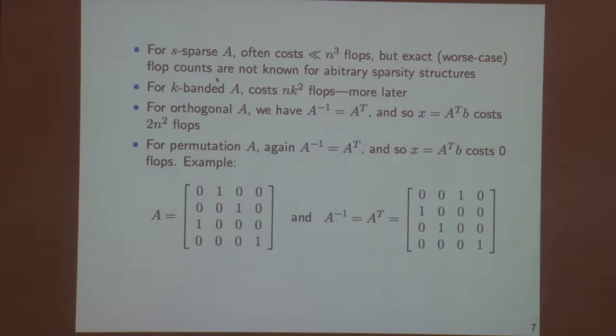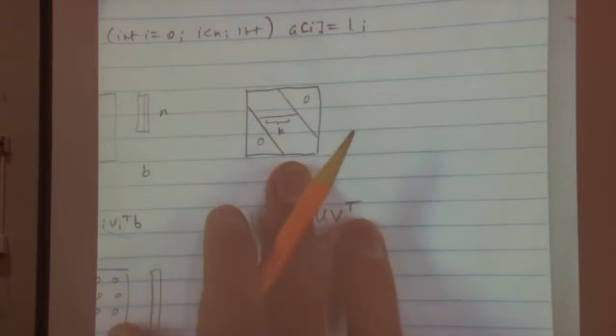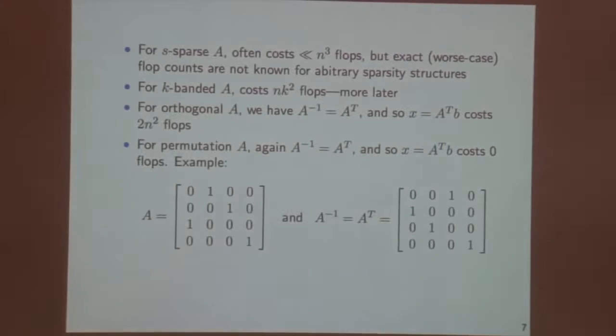For more structured matrices, like band matrices, which are obviously sparse, we can get very good worst case guarantees. If A is k-banded, which is this picture, remember it was banded with bandwidth k, then it costs n k-squared flops to solve that linear system Ax equals b. K is usually pretty small, so that's usually considered to be linear in n. So banded linear systems we can solve very efficiently.